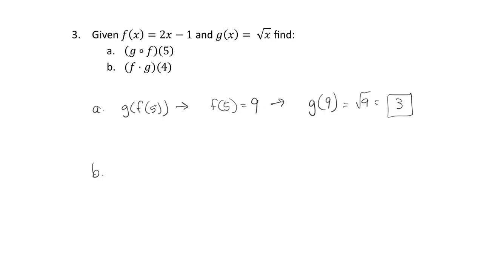For part B, f times g of 4 is f of 4 multiplied by g of 4. So we have 4 as an input into both functions, and then we multiply. So f of 4, 2 times 4 is 8. 8 minus 1 is 7. And here we have the square root of 4, which is 2. And then we have 7 times 2, which is 14.